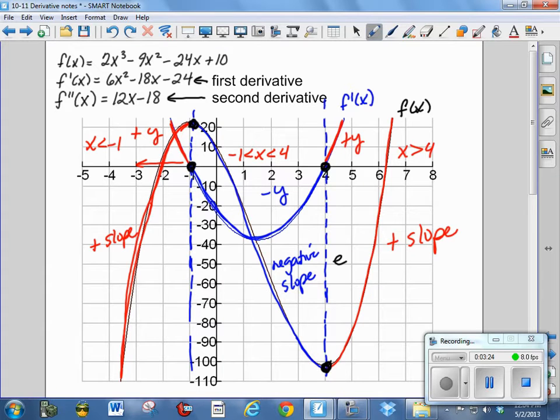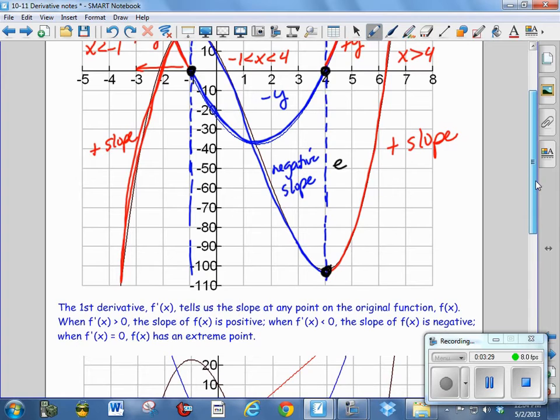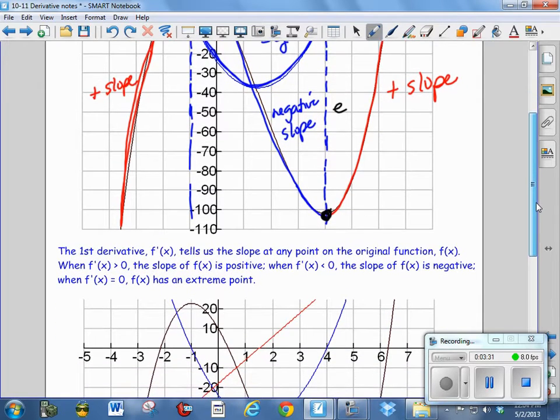And this is all summarized down here. You might want to write this on your paper. You can pause the video to do that. I'm not going to just sit here and wait for you to write, but you can pause.